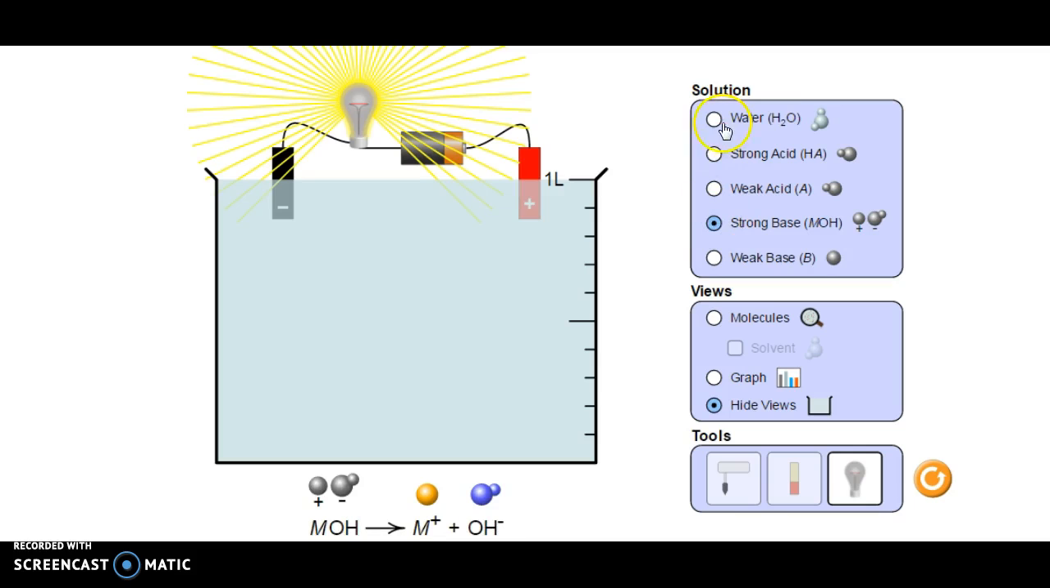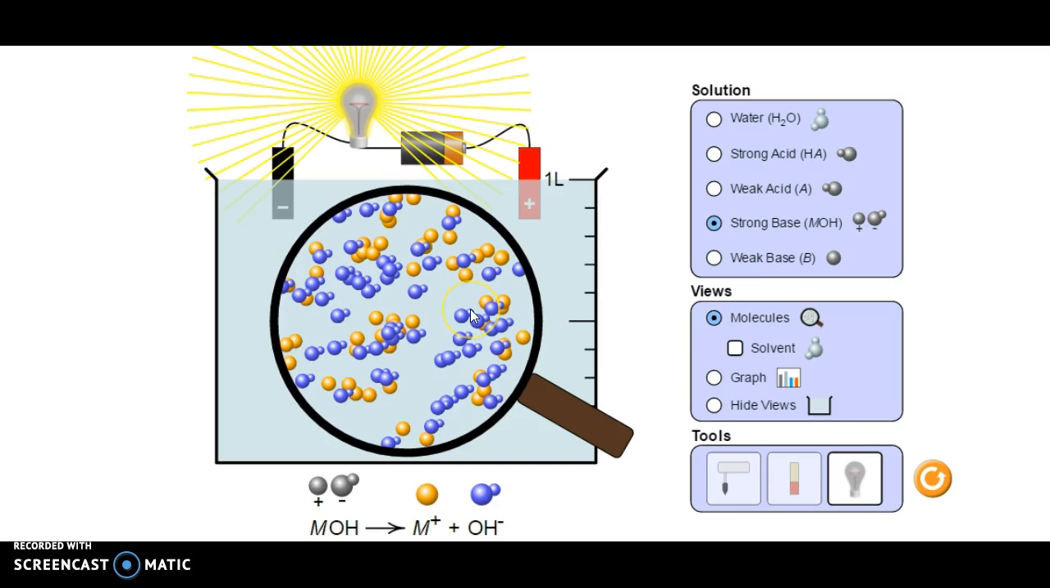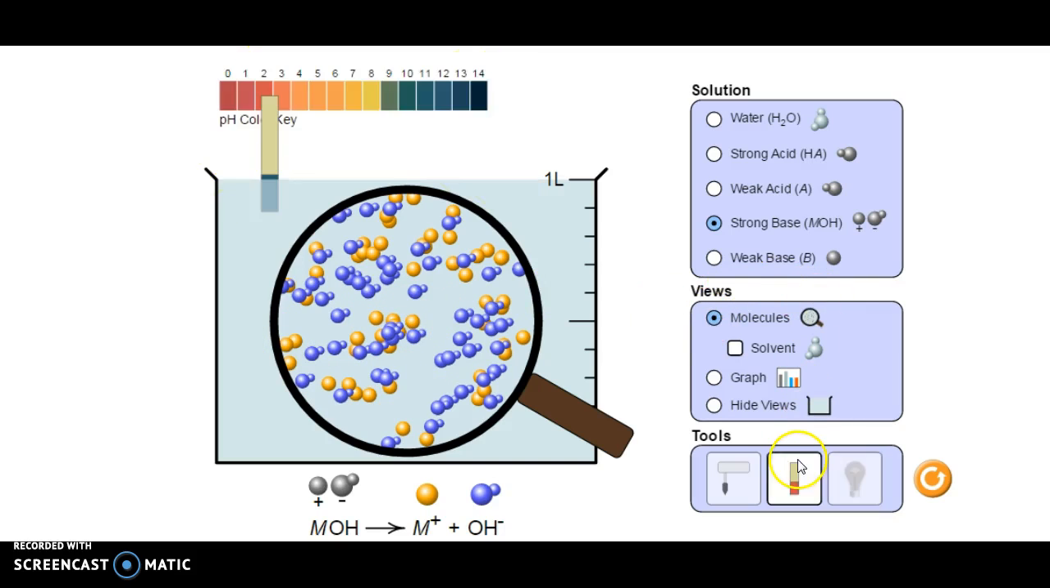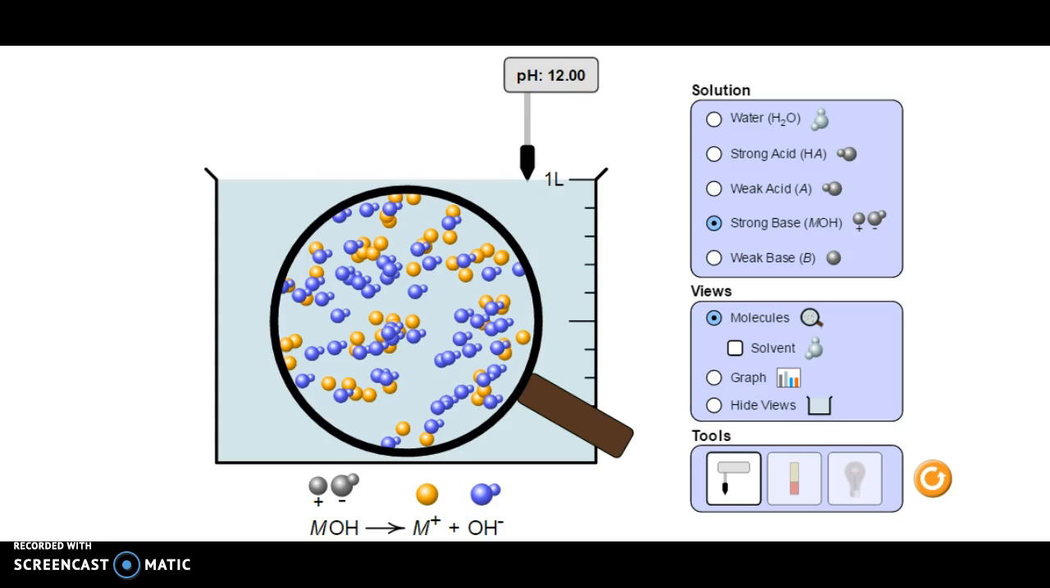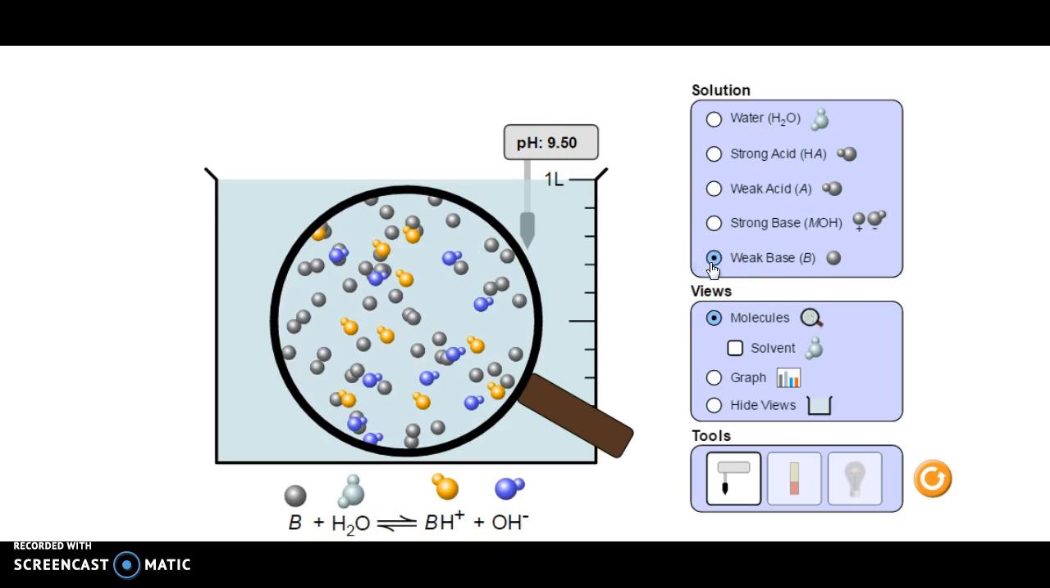We can also contrast the properties of strong acid with strong base and see the molecules in it. As I told you that bases had hydroxide ions and this simulation proves it. We can see there are more blue molecules here. Also, the litmus paper turns almost blue and the pH value is 12. We can also use these tools on weak base and contrast the properties.